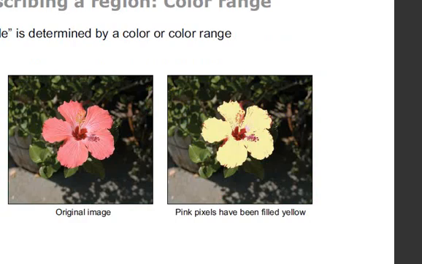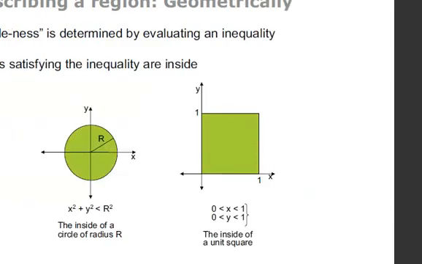Here we have the original image, and here the pink pixel has been flooded with yellow. That is how the flood filling algorithm works.